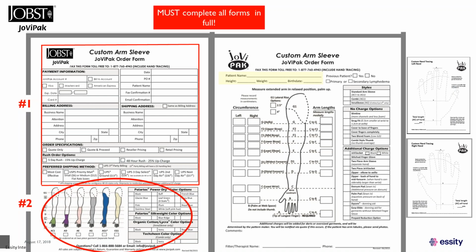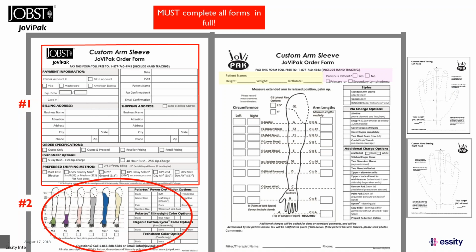Tell us what your patient's name is. Tell us their height and weight. If you give us their name, which you really need to, we also include that on the label on their garment. So please make sure that that is present.